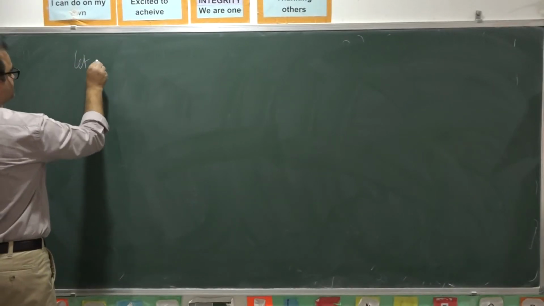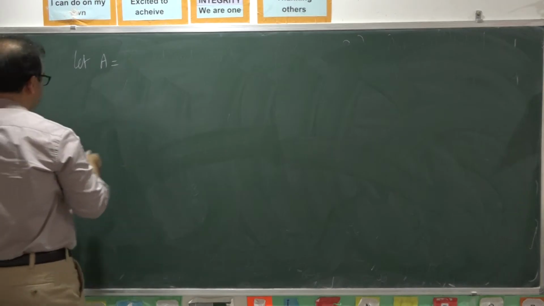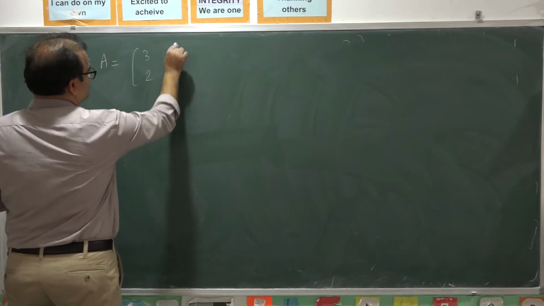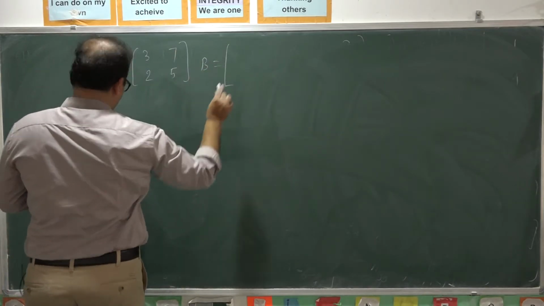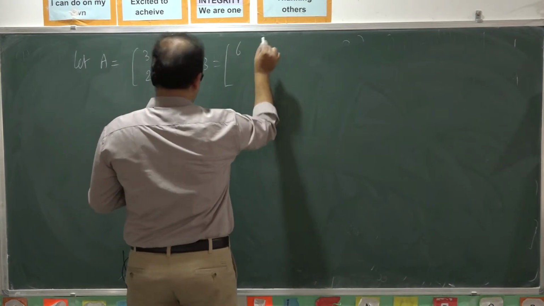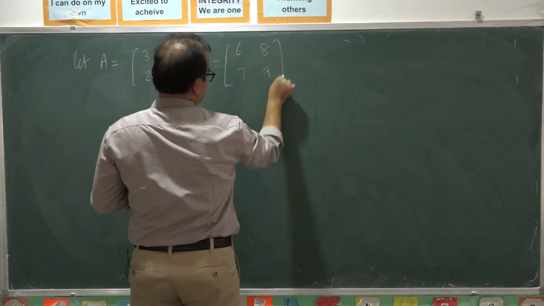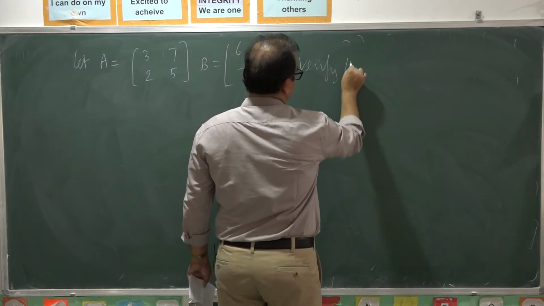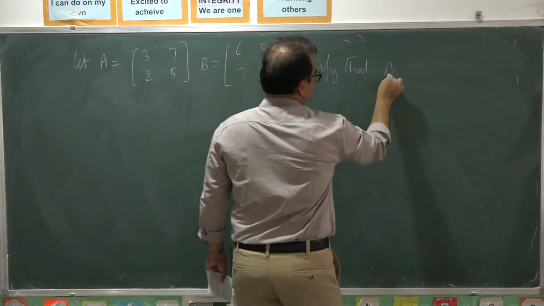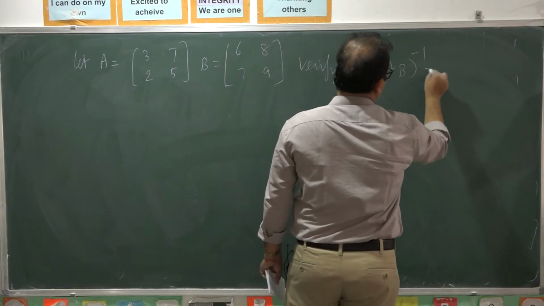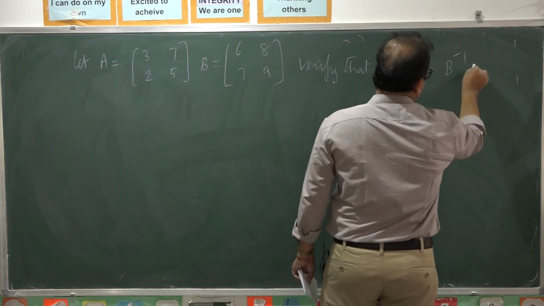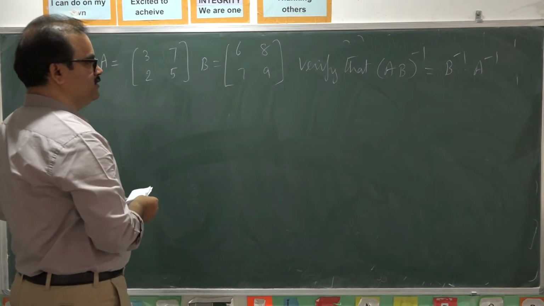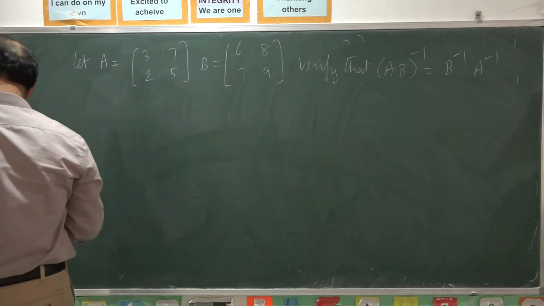Let A is equal to [3, 7; 2, 5], B is equal to [6, 8; 7, 9]. Verify that (AB) whole inverse is equal to B inverse into A inverse. Verify that (AB) whole inverse is equal to B inverse into A inverse.